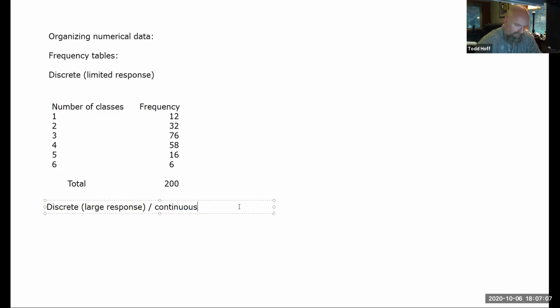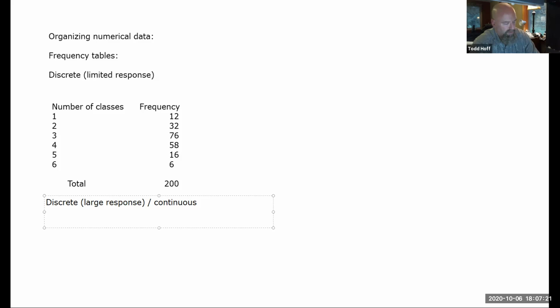Because with continuous data, obviously, no two data points are exactly alike unless they fit our chosen rounding. And with a large response, like the number of credits being taken, it's possible there are way too many to list them out individually. So we would group them. It might look something like this.